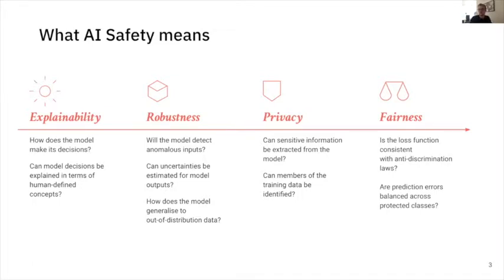Privacy ensures that the sensitive information in the training data does not leak through the model, and fairness ensures that all the protected groups within the data are treated fairly. So today I'm going to focus on explainability, but Faculty has tooling to address each of these areas, and we'll be more than happy to discuss any of these with you if you're interested after this.